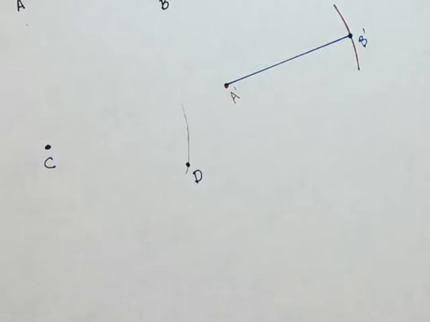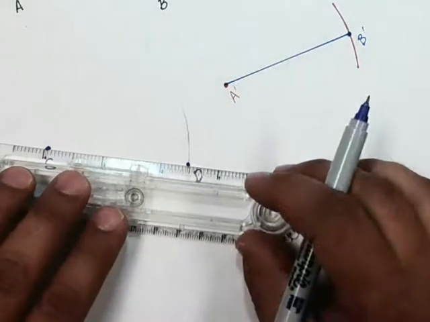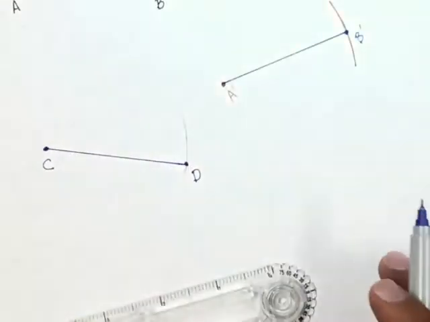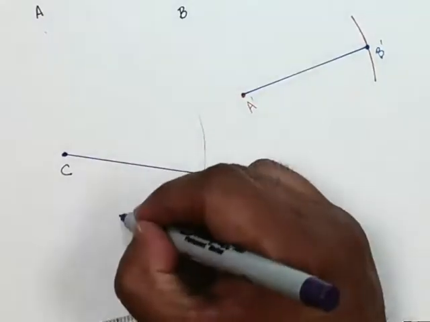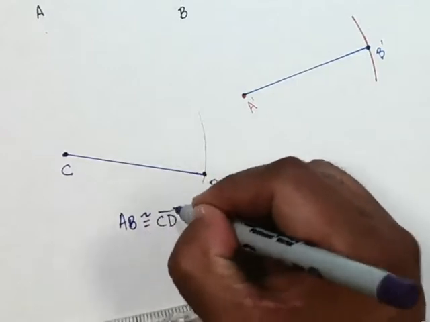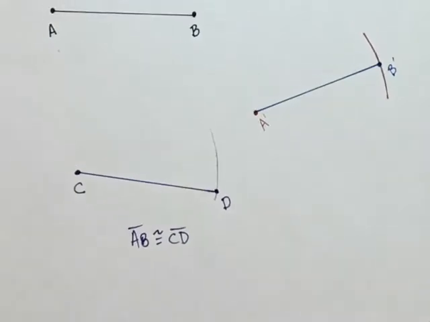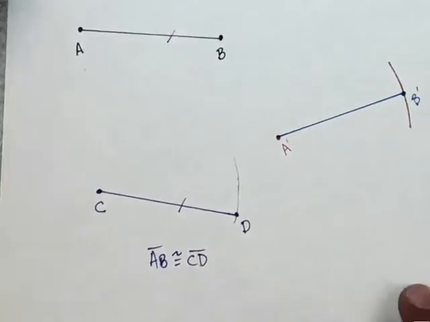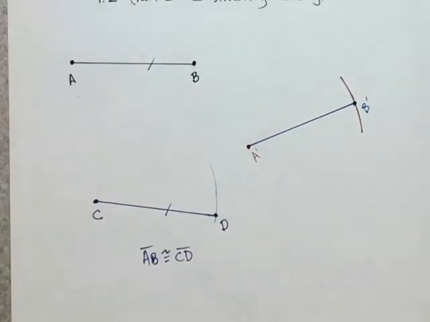And you do have to use a straight edge. Connect those 2. And you would find that AB is congruent to CD. And you might see little tick marks going. But that is how you construct congruent segments.